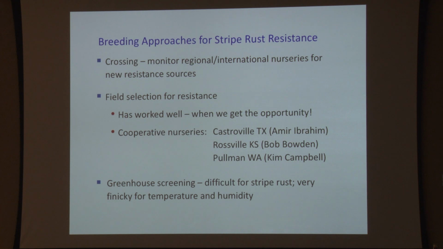And then greenhouse screening is another option that works for some diseases, not for this one. It's very finicky for temperature and humidity, and it's been very difficult to get uniform inoculation.